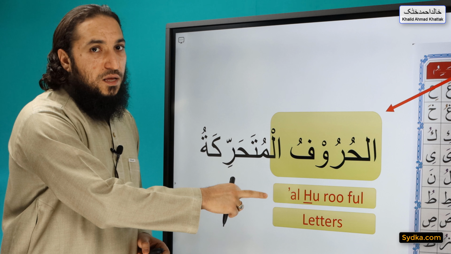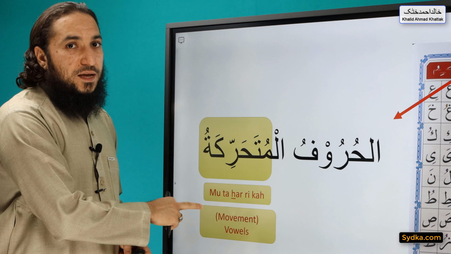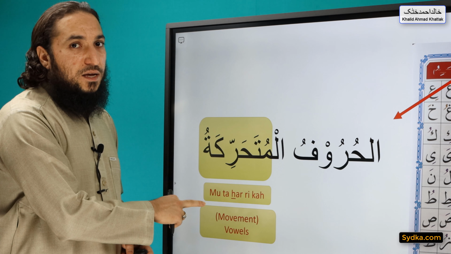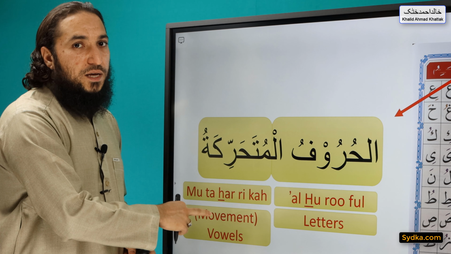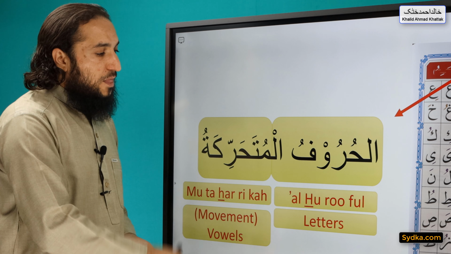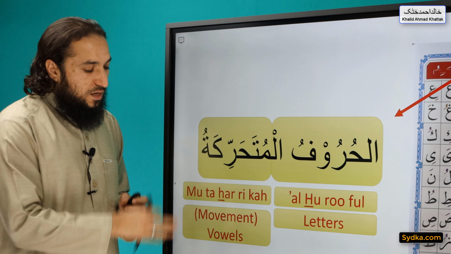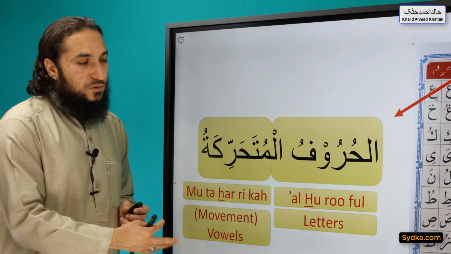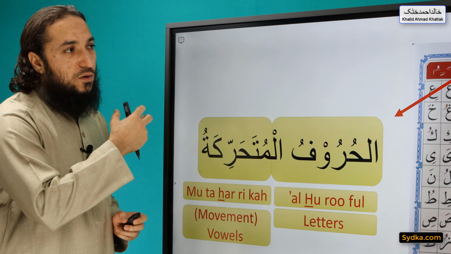الحروف المتحركة. الحروف means letters, متحركة means movement, but here it means vowels. Okay, so this lesson is about letters with vowels.